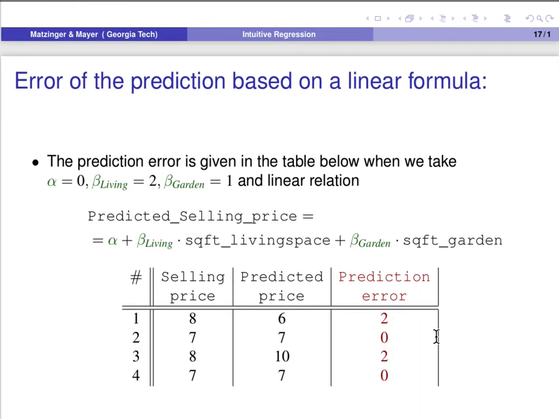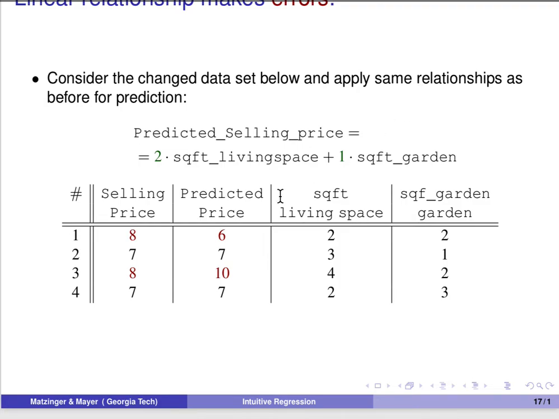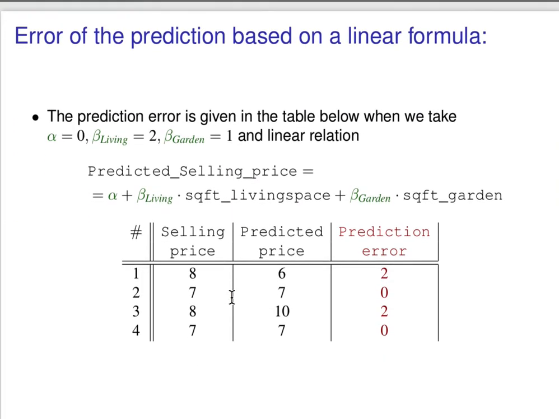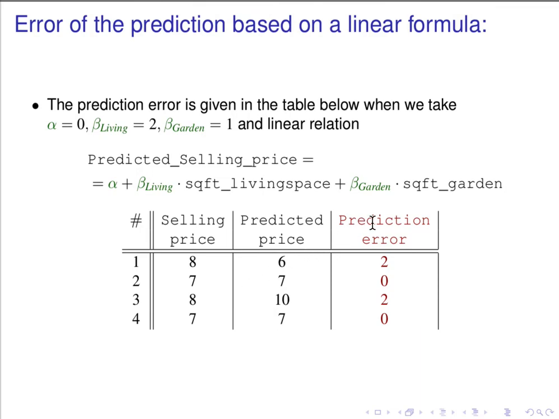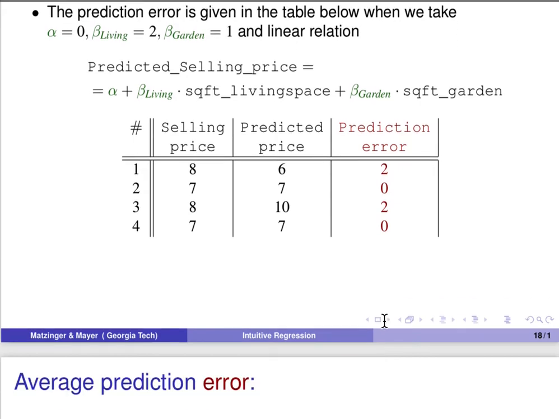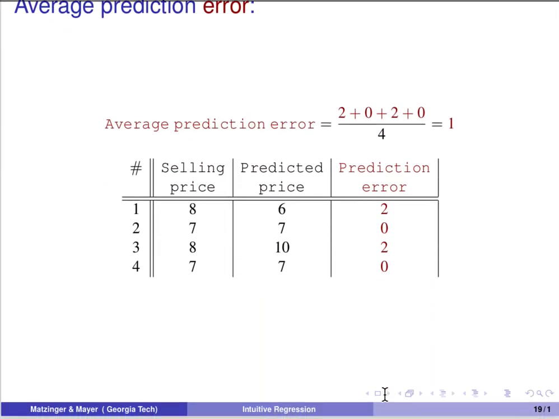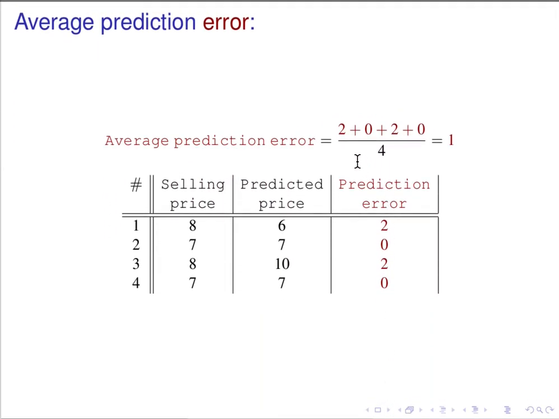So with that, you see the prediction is not perfect. There are discrepancies. Here for the first house, a discrepancy of 2, and for the third house, a discrepancy of 2 also. So these are the prediction errors in the data set: 2, 0, 2, 0. And so now we can average the prediction error. So the average prediction error in the data set, 2 plus 0 plus 2 plus 0 over 4, is 1.